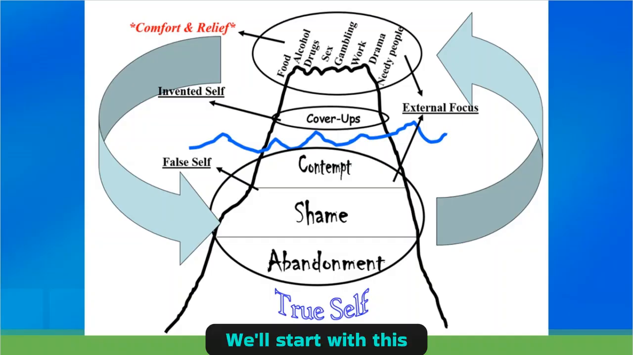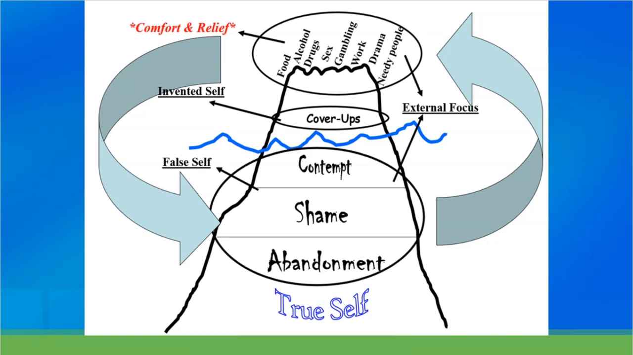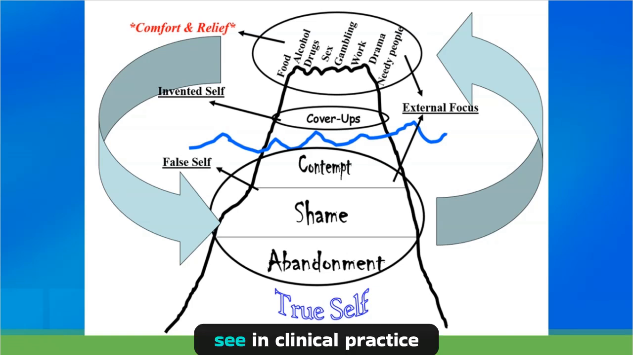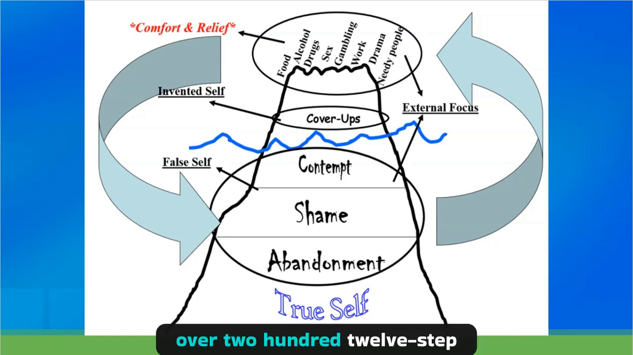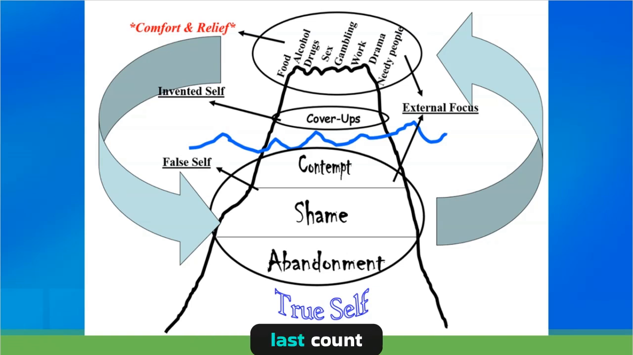We'll start with this diagram of the iceberg. This is a representation of the addiction cycle. The tip of the iceberg represents a few of the kinds of addictions that we can see in clinical practice and in the world. There are food addictions, alcohol addictions, drugs, sex, gambling, work addictions, addictions to drama, chaos, addictions to people. There are all kinds of addictions, and in fact there are over 200 12-step recovery programs for various kinds of addictions at last count.